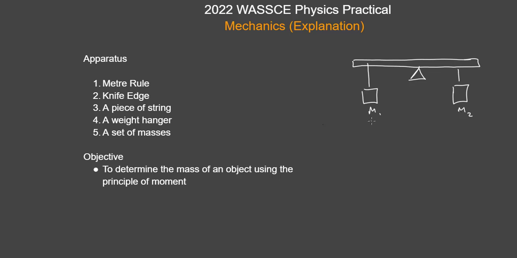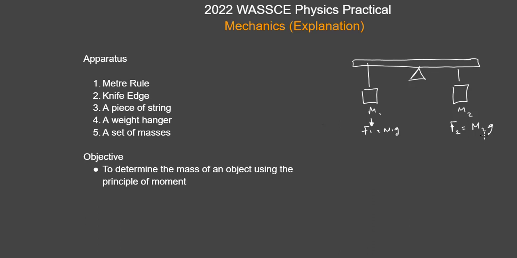The force along this side is F1, and this F1 is M1 times acceleration due to gravity. And the force acting on this object is F2, which is M2 times acceleration due to gravity. So what the principle of moment states is this: the sum of the clockwise moment must be equal to the sum of the anti-clockwise moment, given that the system is in equilibrium.